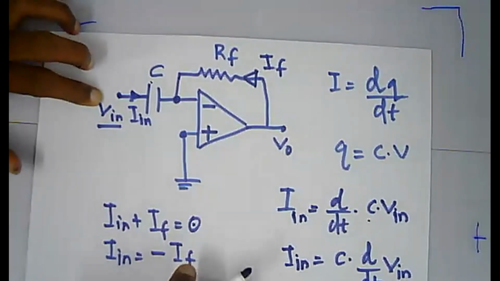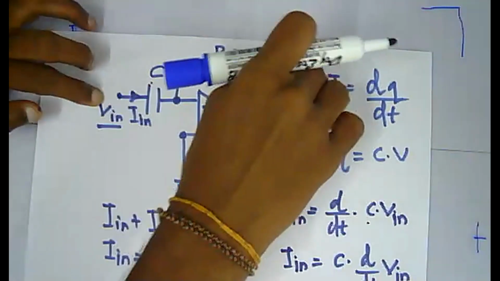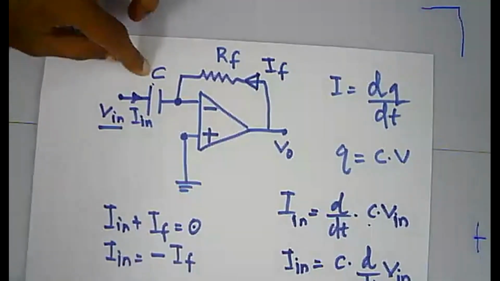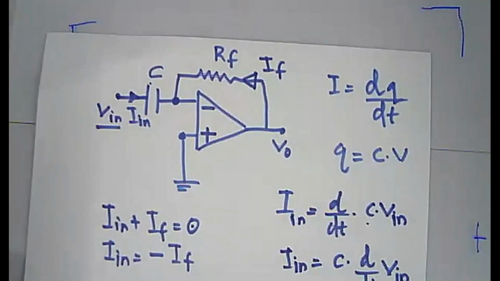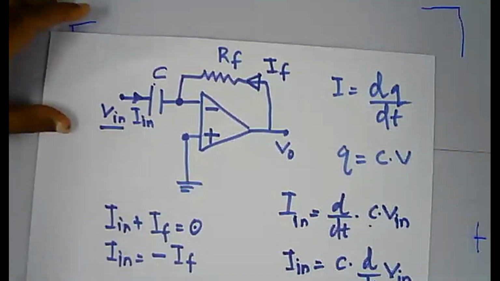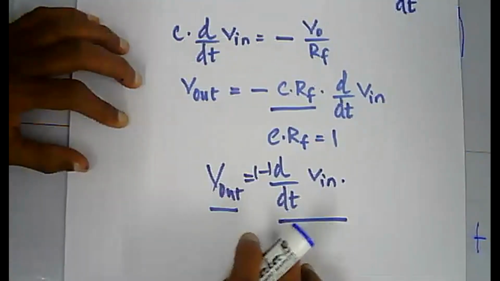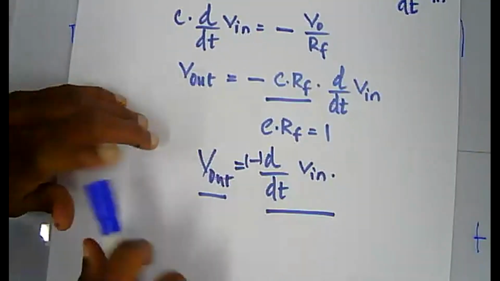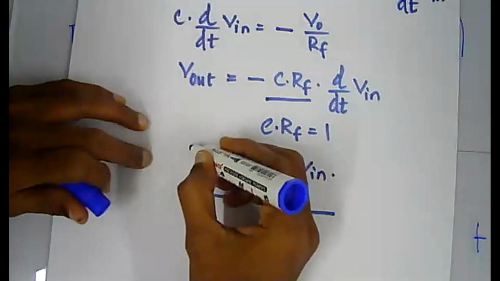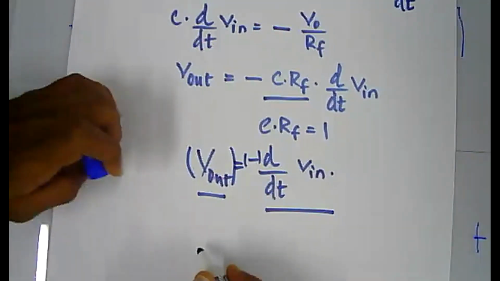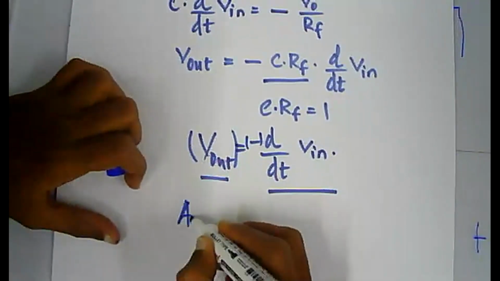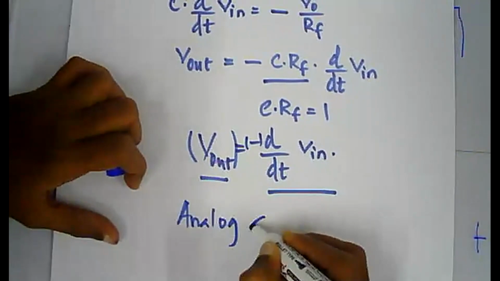Which means your V out is the minus of the differential form of input. If your V in is sine omega t, your output will be the differential form of sine omega t, with a minus. We'll see some questions when I upload a tutorial maybe this Friday, so you can practice them. That's why this circuit is called an analog differentiator, because it gives you the differentiated form of your input.